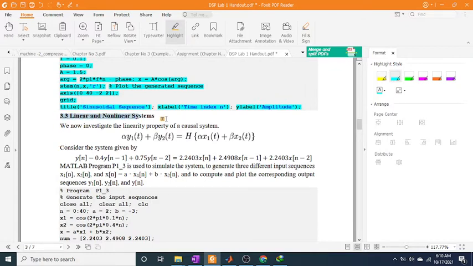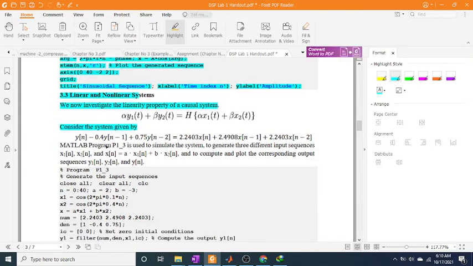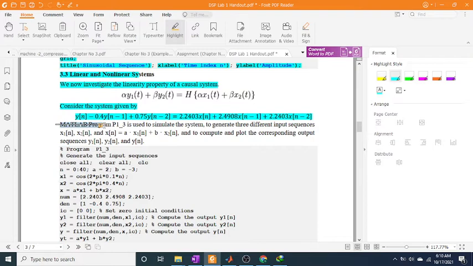3.3 Linear and nonlinear systems. We now investigate the linearity property of a causal system. Consider the system given by the difference equation. MATLAB program P1_3 is used to simulate the system, to generate three different input sequences x1[n], x2[n], and x[n] = a*x1[n] + b*x2[n], and to compute and plot the corresponding output sequences y1[n], y2[n], and y[n].